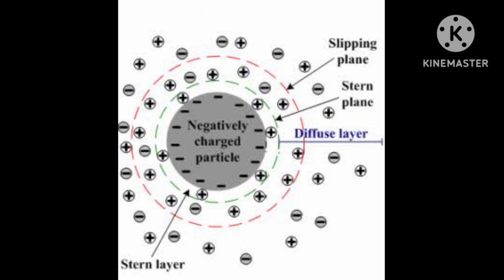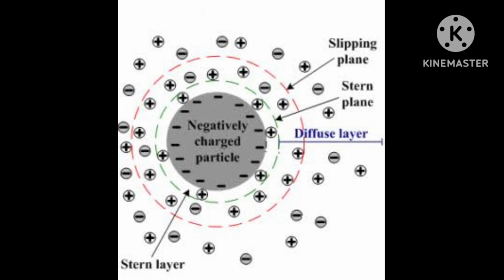Second reason, due to preferential adsorption of ions from solution. And third, due to the formation of an electrical double layer. These three reasons are there. Second, preferential adsorption of ions from solution, because in solution there may be negative or positive charge, and the particle gives preference to either one.